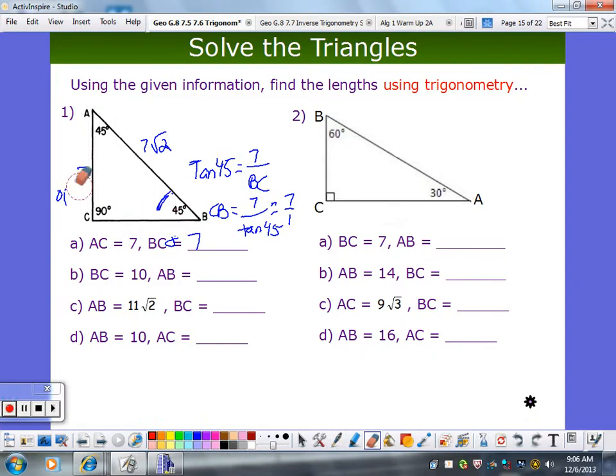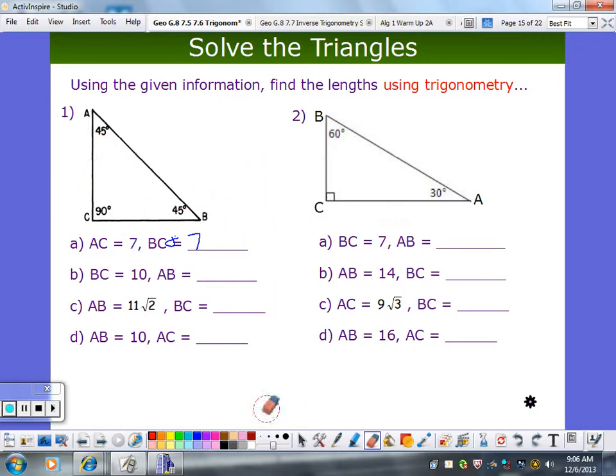If BC is 10, what's AB? Now we know what it is, right? It's 10 radical 2, just because of special triangles. Let's try it with the trig. So this is what I'm trying to find out. That's an adjacent, that's a hypotenuse. Cosine of 45 equals 10 over the thing I'm trying to find. So I can swap places. What's the cosine of 45? Can we figure that out already?